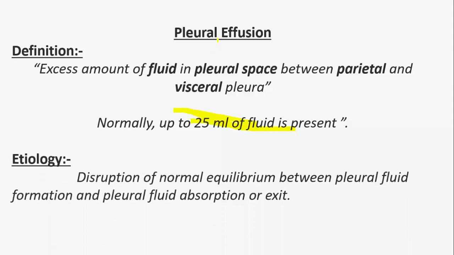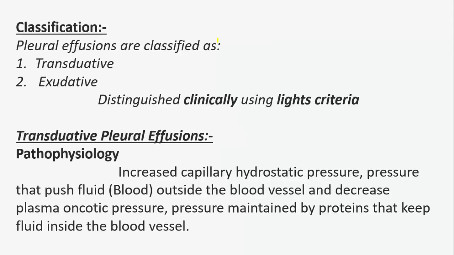What is the etiology? There is disruption of the normal equilibrium between pleural fluid formation and pleural fluid absorption or exit. What is the classification? Pleural effusions are classified as transudative and exudative and distinguished clinically using Light's criteria. So for transudative pleural effusion, what is the pathophysiology behind it?